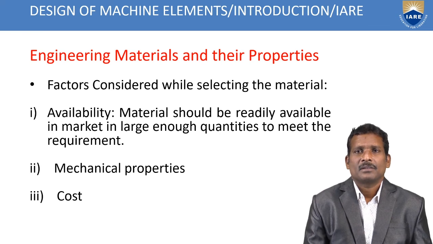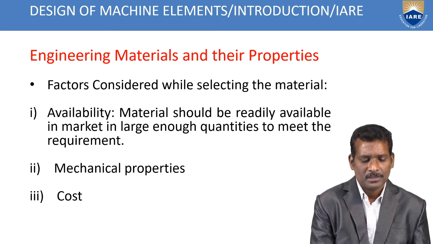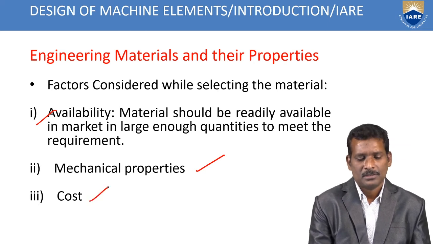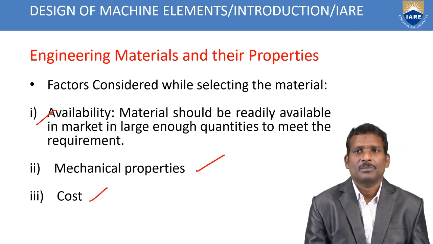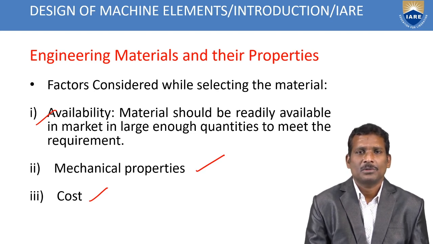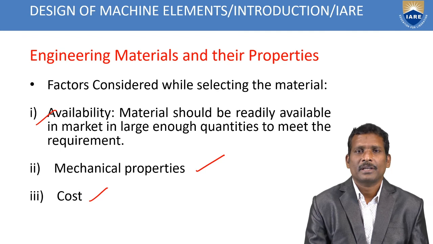Here, the factors considered while selecting the material. So what are the factors? One is availability, another one is mechanical properties, and cost. So availability means the material should be readily available in the market in large enough quantities. Clear? To meet the customer requirements. Clear? So first of all, how to check the availability of material. Suppose you have selected one material, so is that available in our market or not.